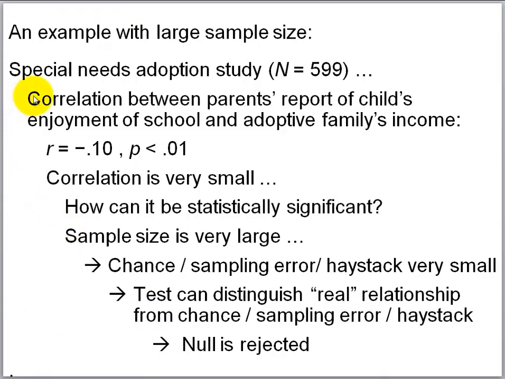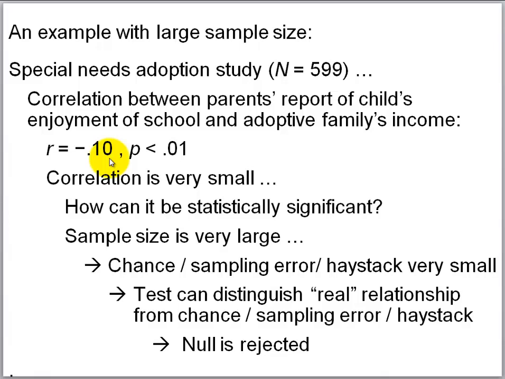Okay, in the special needs adoption study, the sample size was 600 or so. Now the correlation between adoptive parent reports of children's enjoyment of school and family income in the adoptive family was minus 0.10. It's actually somewhat surprising that that's a negative correlation. You'd think that with larger income there might be a greater satisfaction on the child's part in school, but that's not the case.